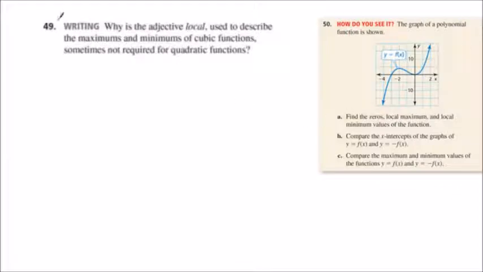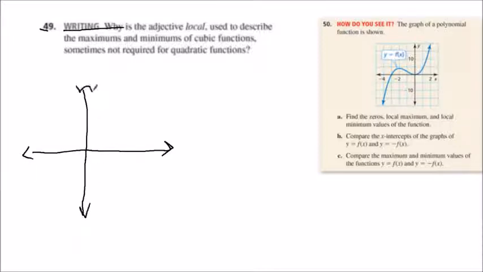Okay, 49, writing. Well, we don't do much writing because writing sucks, but why is the adjective local used to describe the maximum and minimums of cubic functions, but sometimes not required for quadratic functions? So let's draw a cubic function right here. Right, there you go. That's a generic kind of fat cubic function, okay?